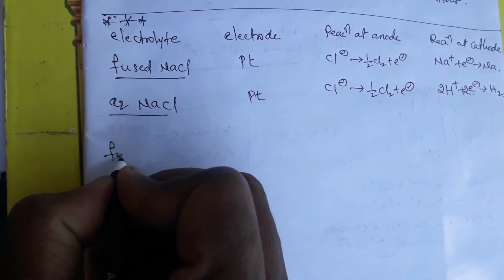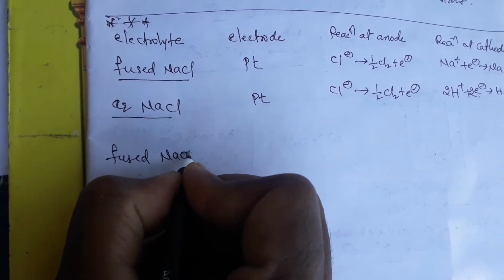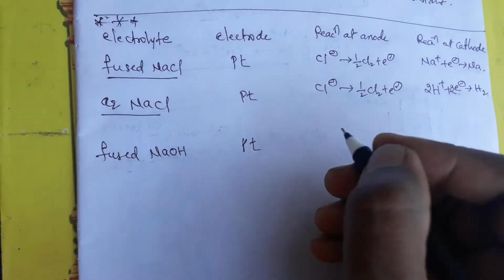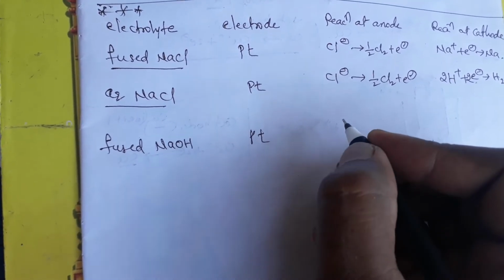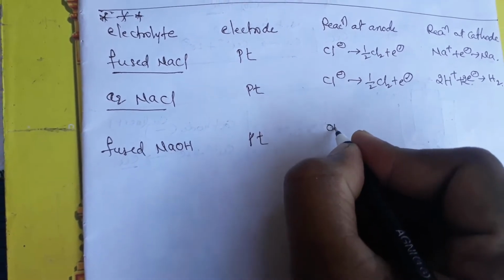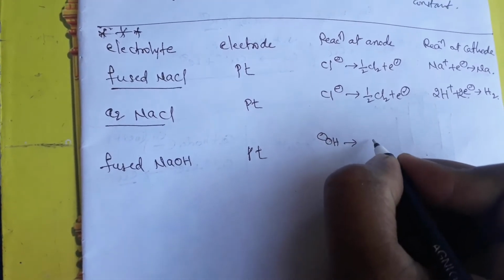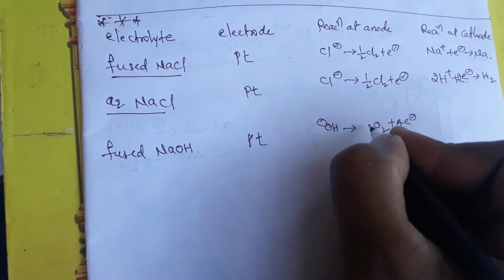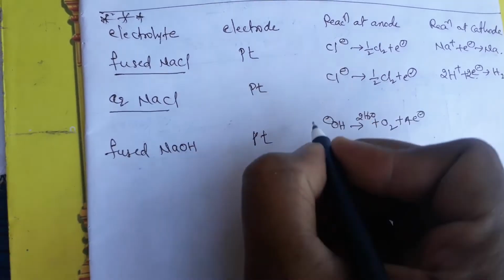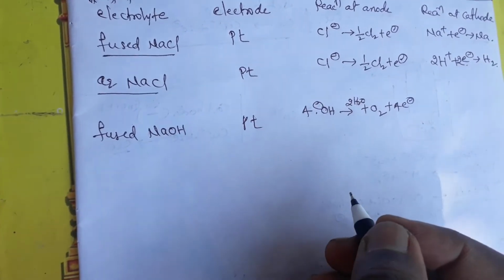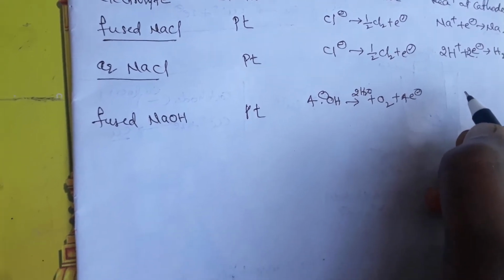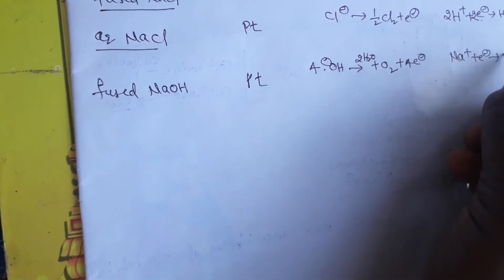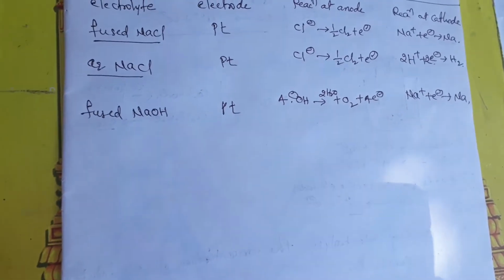So next thing is fused NaOH. Fused means there is no solution, just NaOH, in the presence of a platinum electrode. So with the platinum electrode, that means Na+ and OH-. So obviously at the anode, OH- is going to give oxygen: 4OH- gives O2 plus 4 electrons plus 2H2O. And at the cathode, sodium+ is there, so Na+ taking an electron gives rise to sodium. So this is the reaction at the cathode.